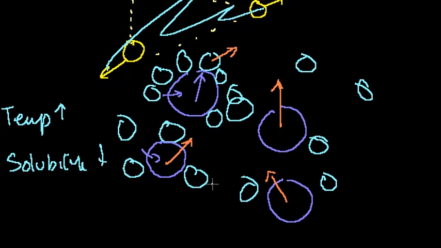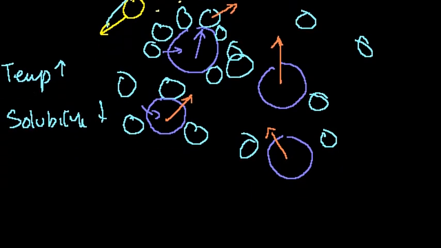Because these guys want to escape. They want to be free. They want to be away from other molecules, and they want to bounce around in open space. I shouldn't use the word air, in open space. And so anything that lets the system move around more, they're going to go up. And likewise, if temperature goes down, solubility goes up.